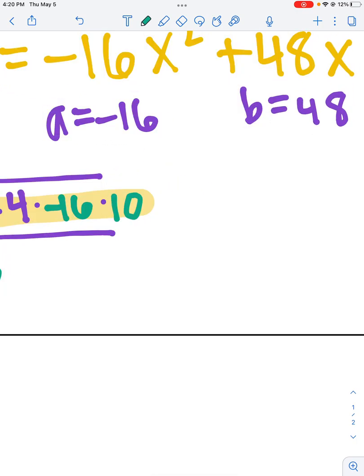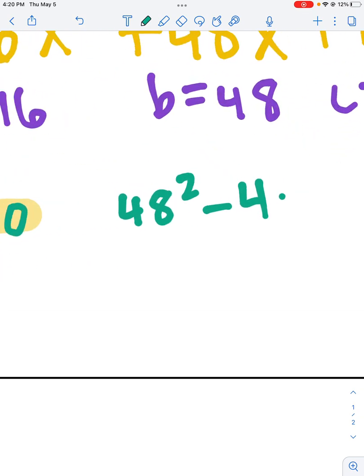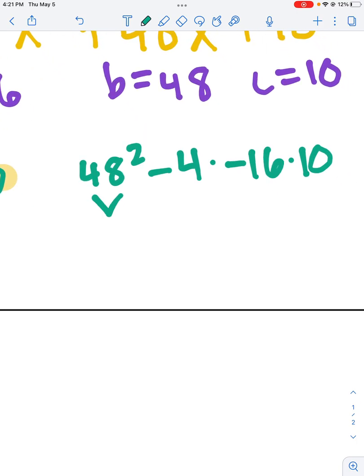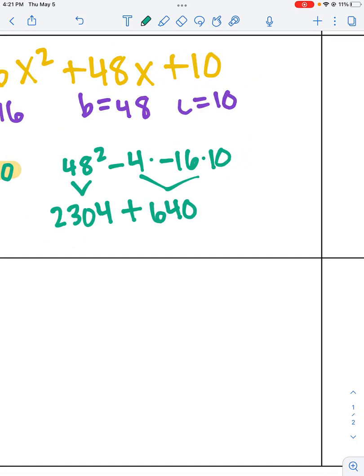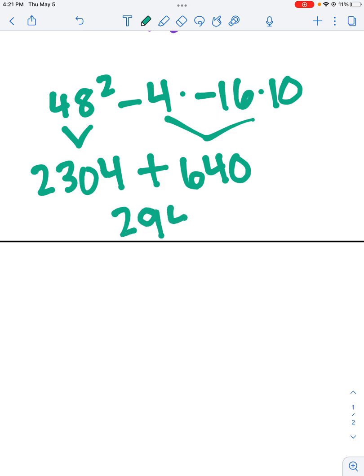So we have 48 squared minus 4 times -16 times 10. So we'll do 48 squared first to get 2,304. And then we're multiplying 3 numbers here, so -4 times -16 times 10. So 4 times 16 times 10 is 640. And then since we're multiplying 2 negatives here, we end up making a positive, so that becomes addition. And then we add those 2 numbers to get 2,944.